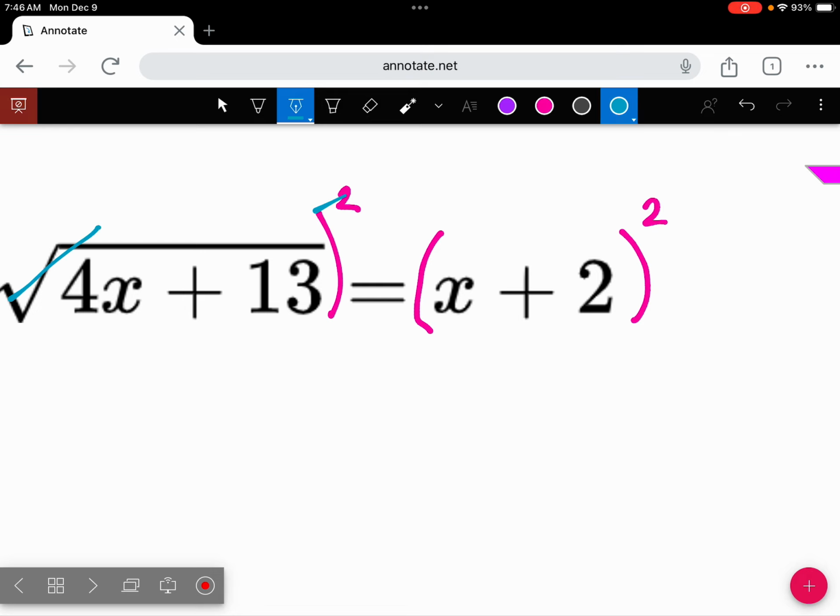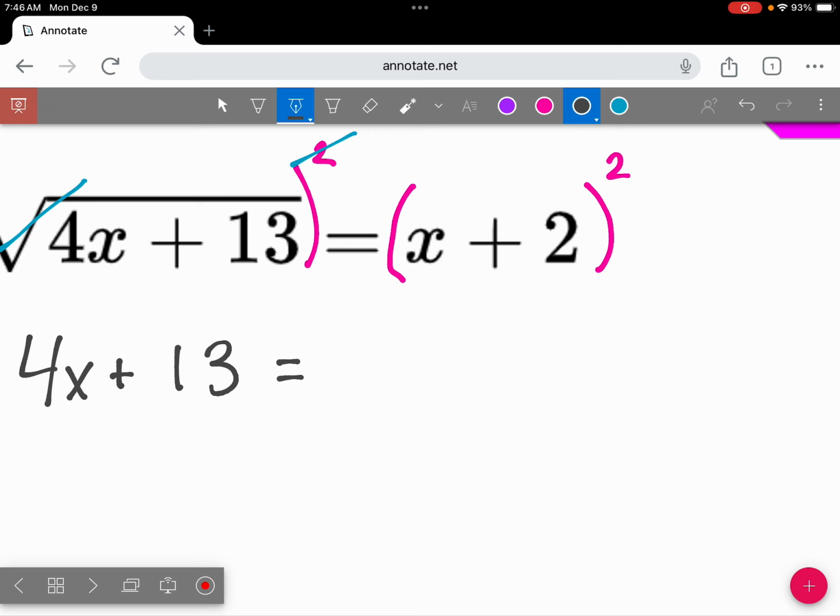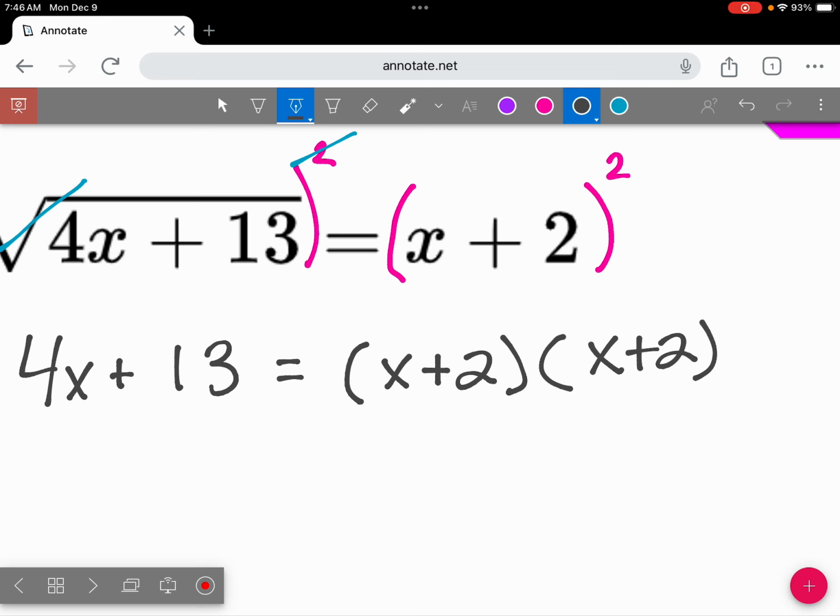My square root and my square cancel out over here, so we're left with our 4x plus 13 equals, and we need to do x plus 2 as a quantity squared. So that's the same thing as x plus 2 times x plus 2. Box it, distribute it, whatever method you choose, multiply it out fully.